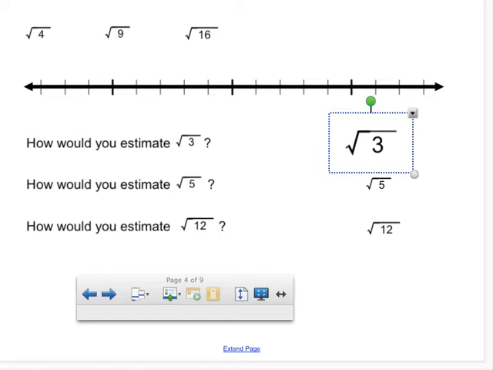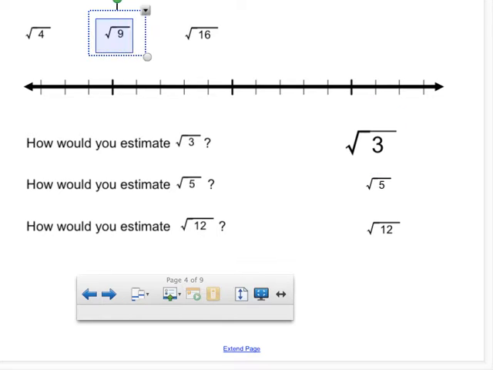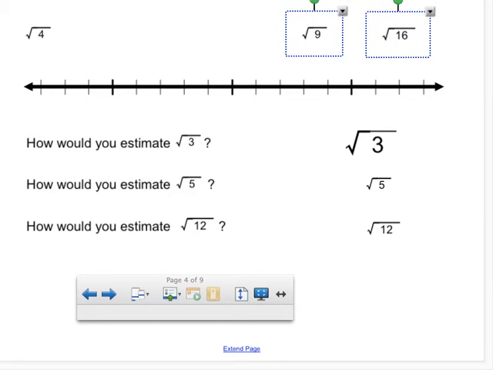So 4, but is 2 a perfect square? Can we use 2? No, we want our intervals to be perfect squares. So 4 is one. Is there another interval that's near the square root of 3 that's a perfect square? Think back to the diagonal on my multiplication chart. This is like the easiest one out there. 1, the square root of 1.